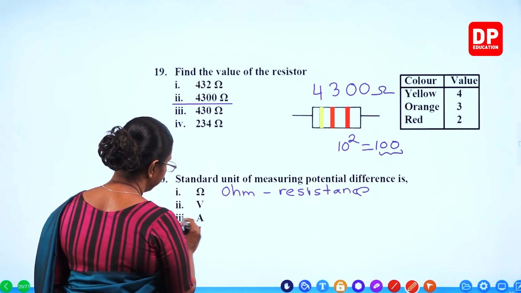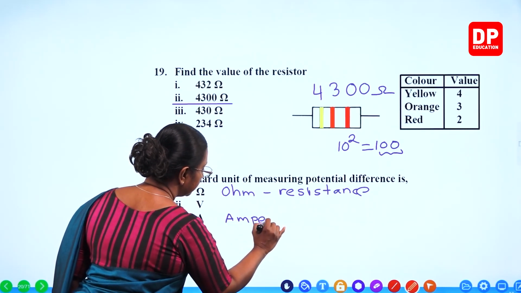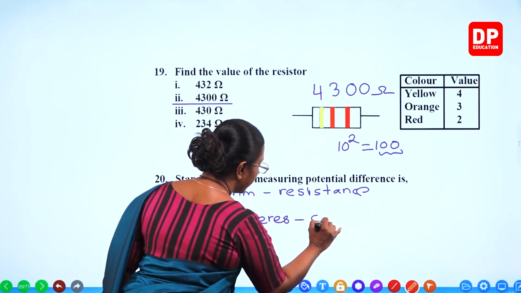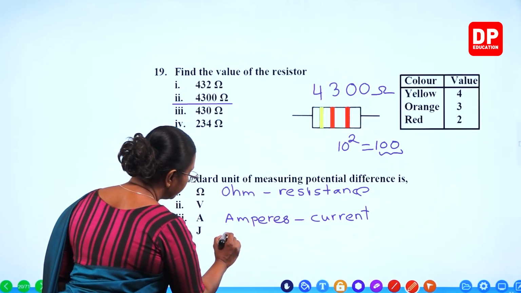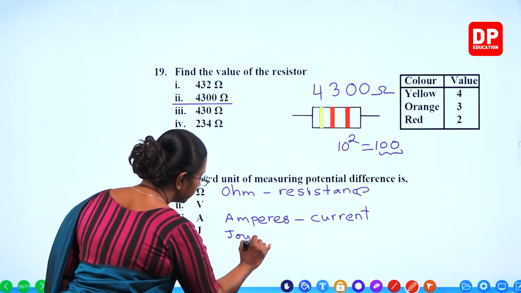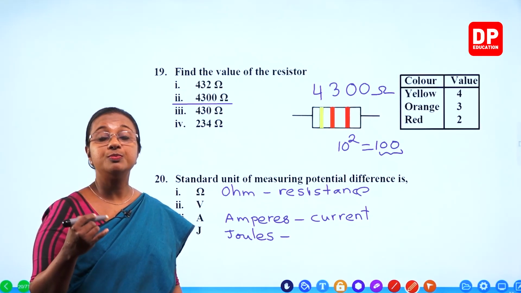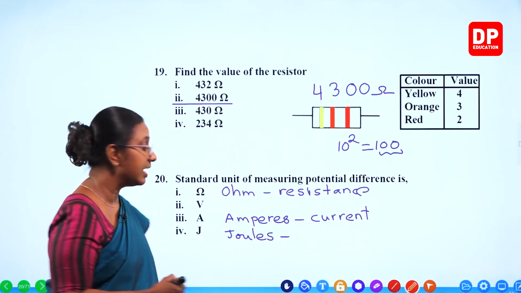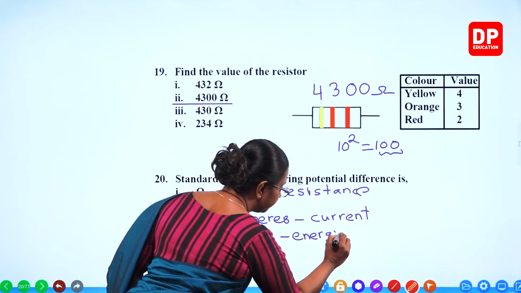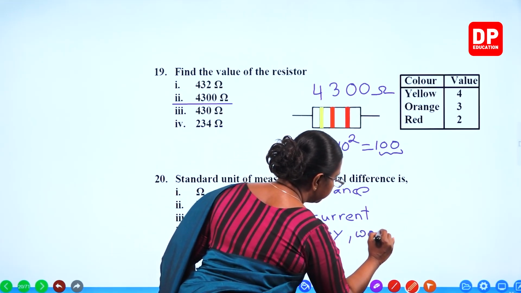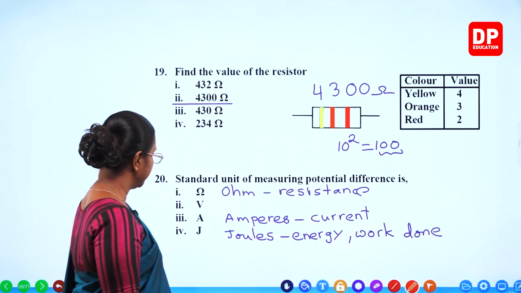Volt, potential difference. A, amperes, for current. And J, joules. Joules for what? Normally we use joules to measure energy, work done. So you are familiar with that as well. Energy, work done, those are measured in joules.